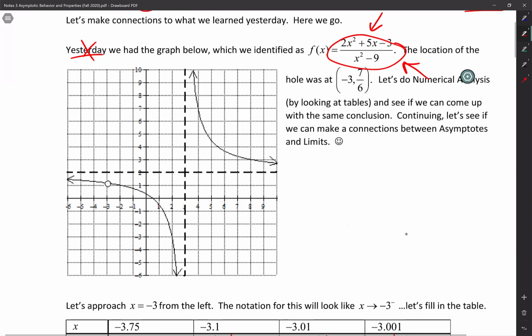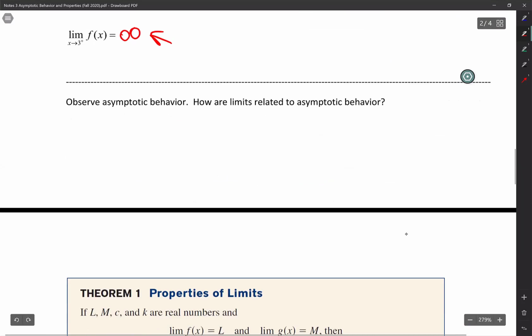If x is approaching positive infinity and negative infinity, these are my x values. If you are converging on a y value, if it has a limit, that means you are converging on a horizontal asymptote. Let me say that again because I feel I said that all messed up. If x approaches positive infinity or negative infinity, if you have a limit, you will be converging on a horizontal asymptote. So what does it mean in math? It means this. It says right here, observe asymptotic behavior. How are limits related to asymptotic behavior?